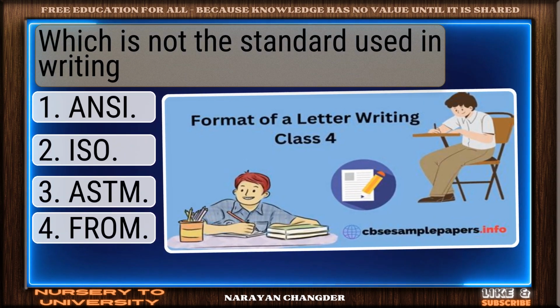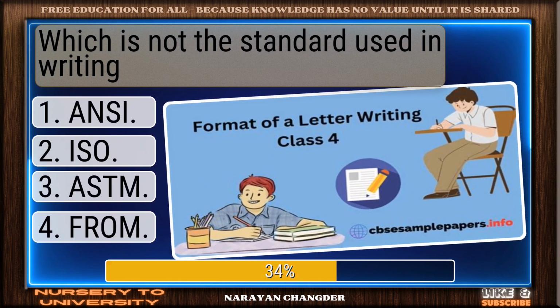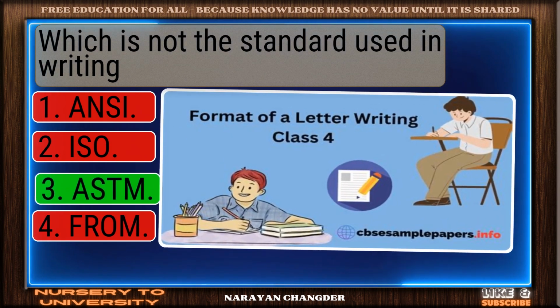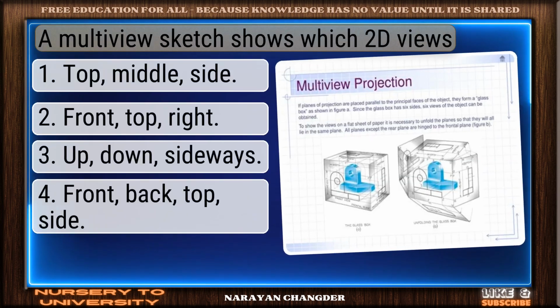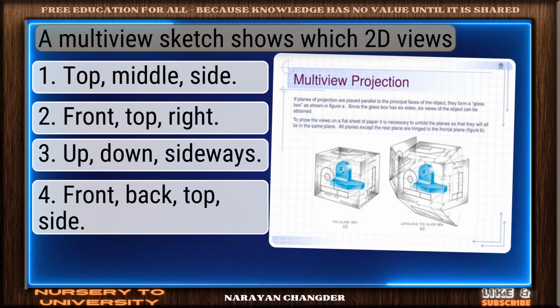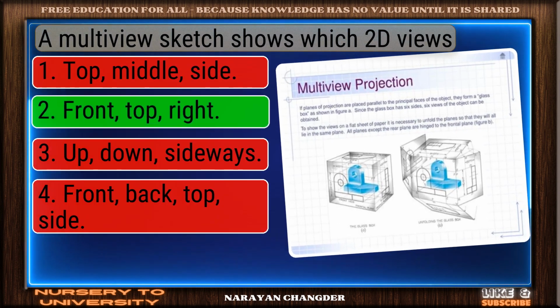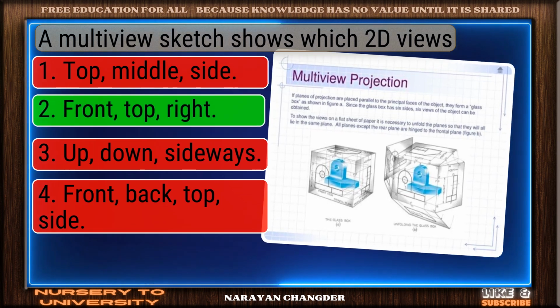Which is not the standard used in writing? Well done. ASTM is the right choice. A multiview sketch shows which 2D views. Right again. Front, top, right is a valid answer.